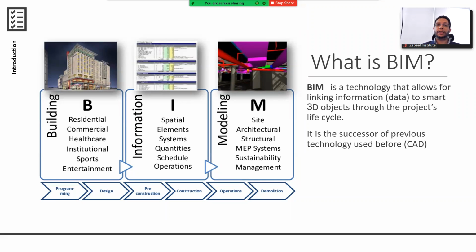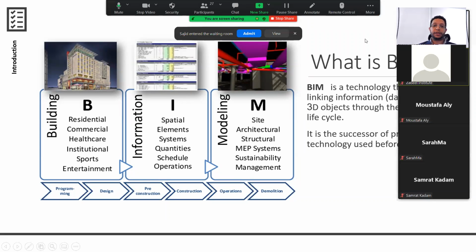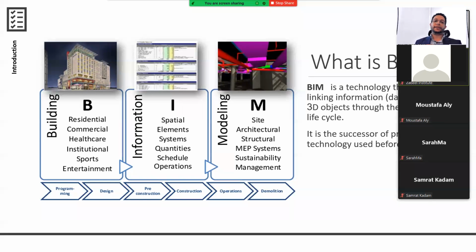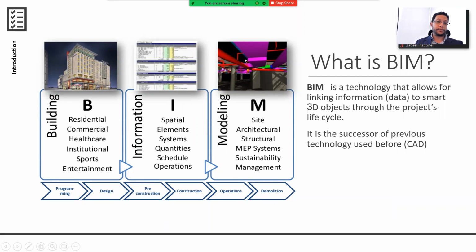Information, which is the middle letter, I, this is the most important part of BIM, and that's what actually makes it different from everything else. The information that we can get is information regarding spatial information. It can be information related to elements or systems, or information in form of schedules. That is all possible in information for building information modeling.